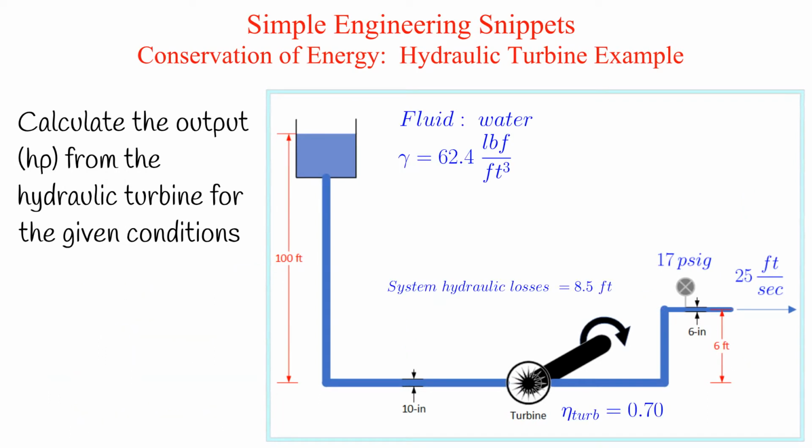Let's label some points. The free surface of the water in the tank is point alpha. The inlet and outlet of the turbine are points Bravo and Charlie, respectively. The location where the pressure gauge indicates 17 pounds per square inch gauge is point delta.